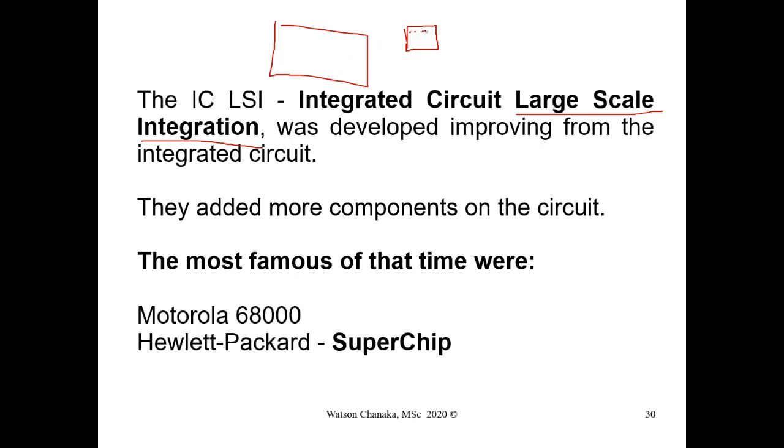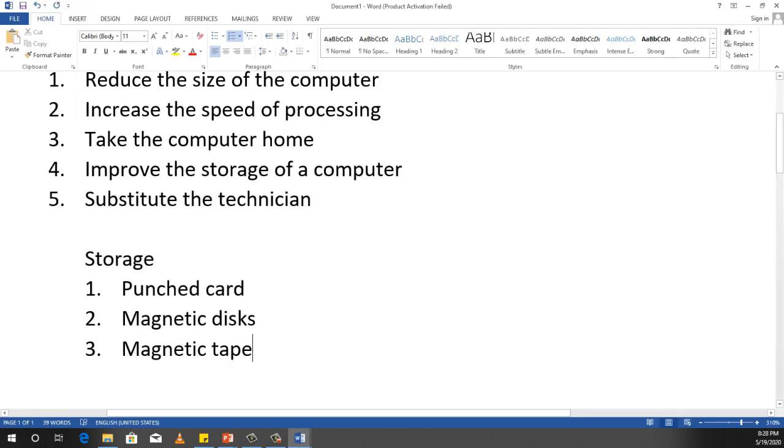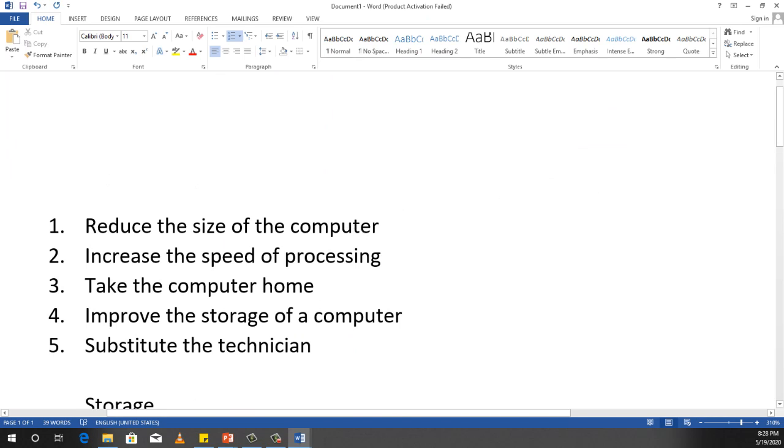Those transistors were still here, mounted here. They reduced the size of the transistors. They also mounted other components here, integrating those components so that they could have a very small component. Let's go back to the objectives of the scientists. Reduce the size of the computer. They're managing, for example, reducing from the integrated circuit to the integrated circuit at large scale. They want to increase the speed of processing, take the computer home, improve the storage of the computer, and substitute the technician. At this juncture, they've managed to substitute the technician in 1975 when they introduced the software. They haven't managed totally, but they are moving into the section. We'll get to that later.